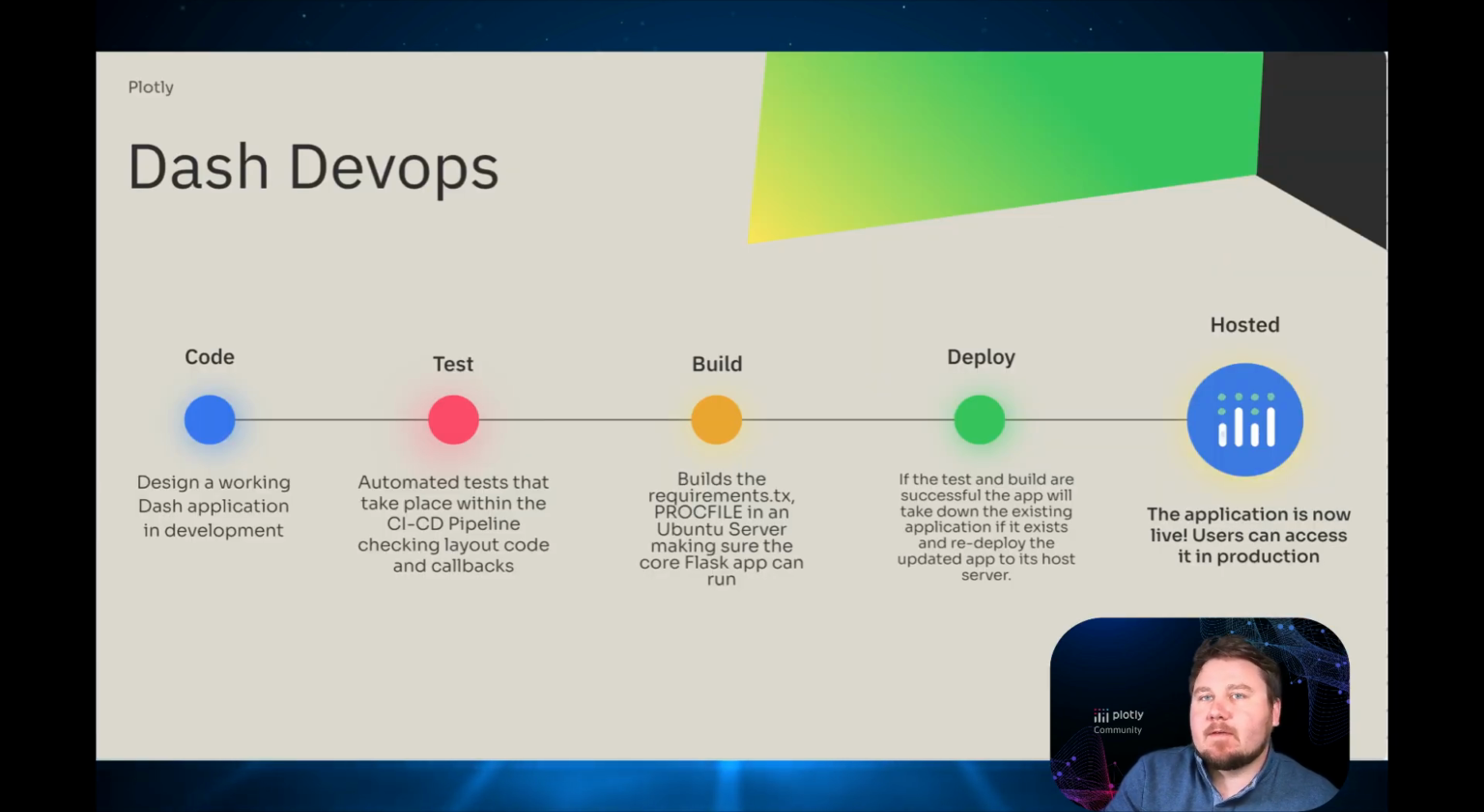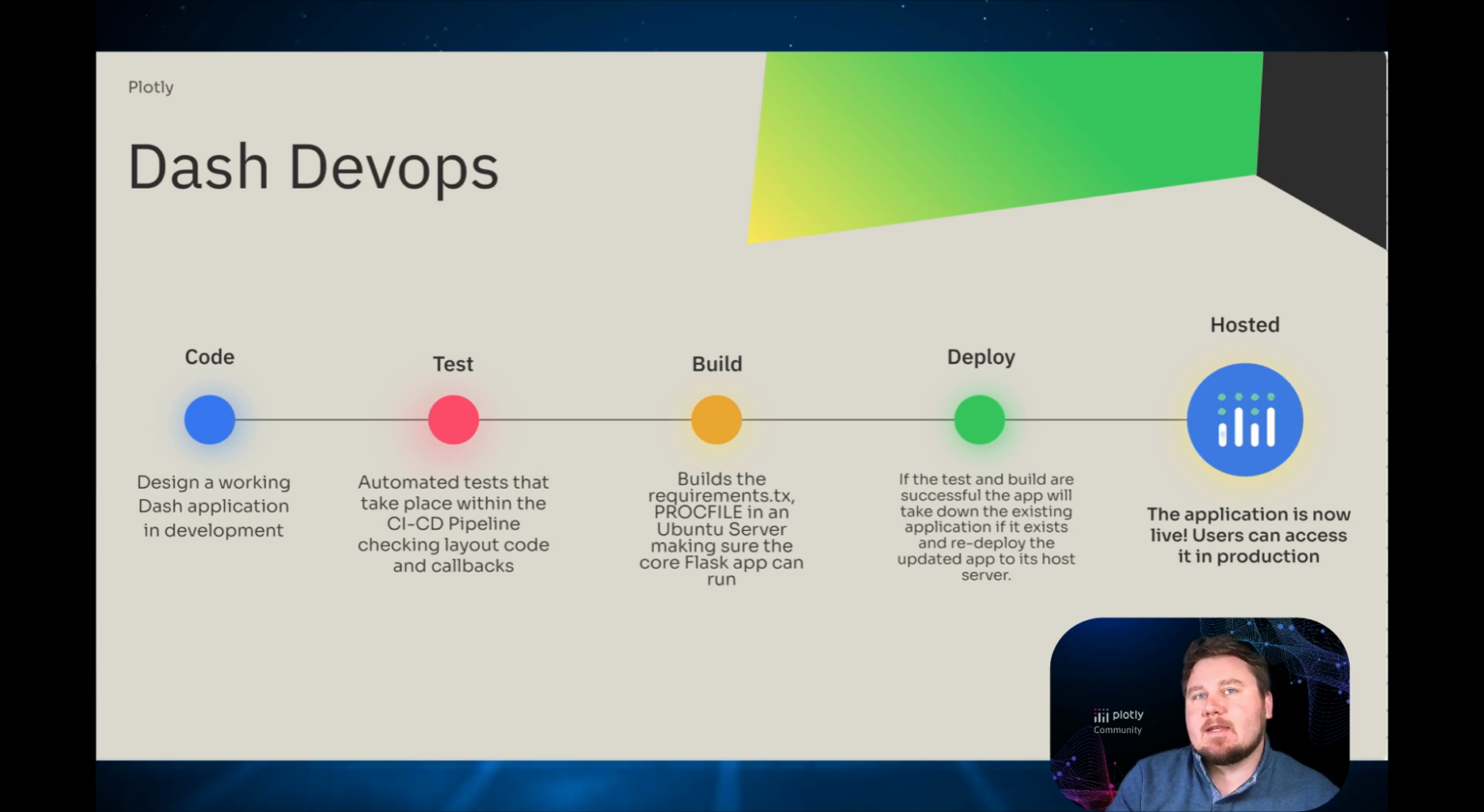So you can think of DevOps within 5 steps. You have the code, where you're designing a working prototype of the application that you're looking to deploy, and then you configure it for testing and deployment. Then you have a test section where, once you deploy your code, it goes through the test stage where it will see if the code runs without error, making sure that the callbacks, the functions within the code, and everything is clean and will work.